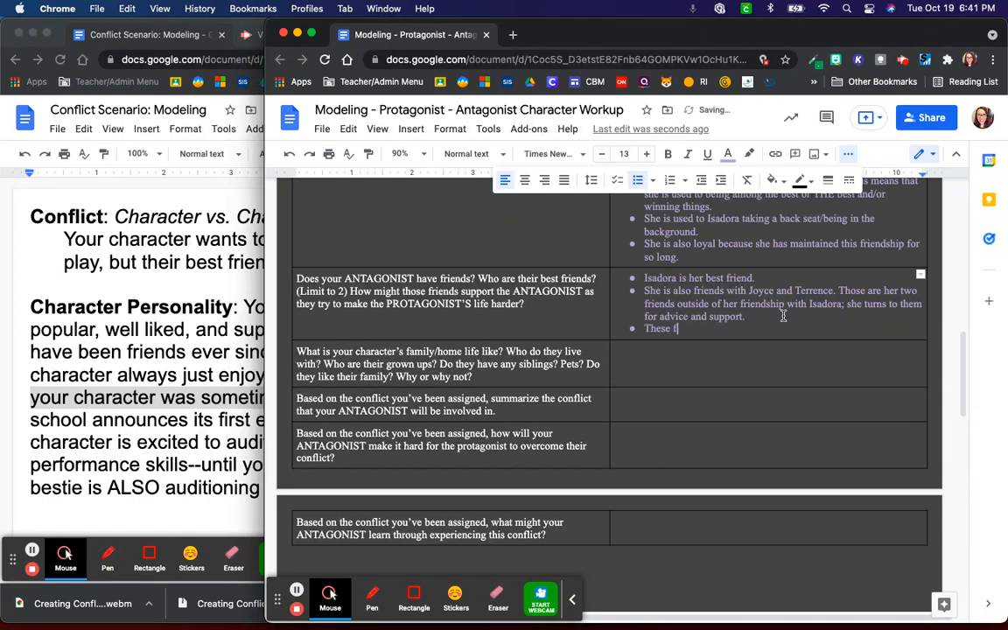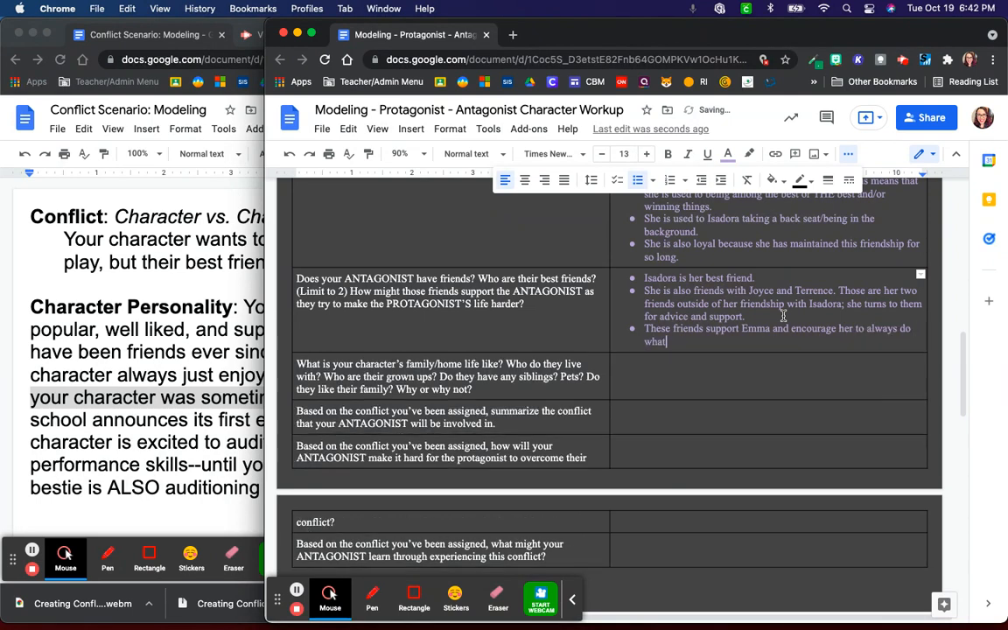could say these friends support Emma and encourage her to always do what she wants, to go for the gold. And this seems important because when we're thinking about how her other friends outside of Isadora might influence her, just because you're supporting your friend doesn't always mean that it's necessarily the best choice for that situation, right? So they're encouraging her, they're supporting her, they want her to accomplish something, and yet that might ultimately backfire. So that supportiveness can sometimes be problematic.